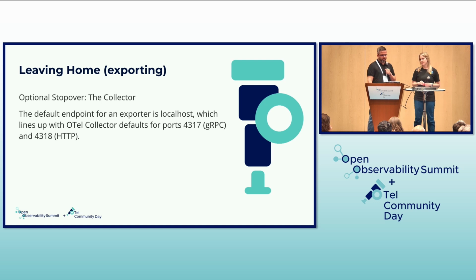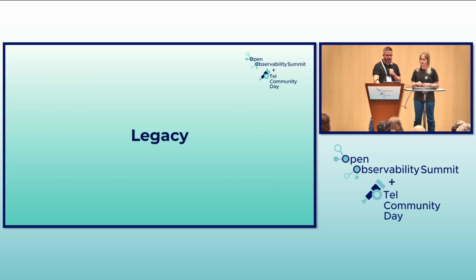So an optional stopover would be the collector. The default endpoint for an exporter is localhost, which lines up with the old OpenTelemetry collector defaults with the ports for gRPC and the HTTP. The collector is like a transit hub, and it can further modify, batch, or enrich data before sending them onward.